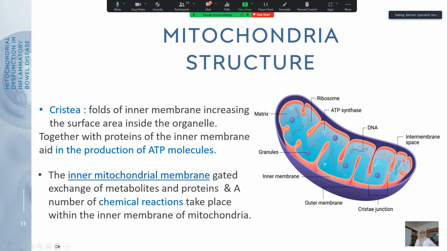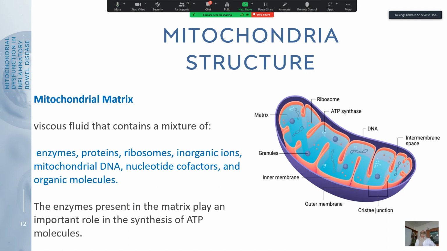Inside the inner membrane, many chemical reactions and processes take place, including the production of ATP molecules, which is the main function of the mitochondria. And inside the matrix, we can see the different components involved in the processes taking place in the mitochondria, like the granules, the DNA, and the ribosomes.